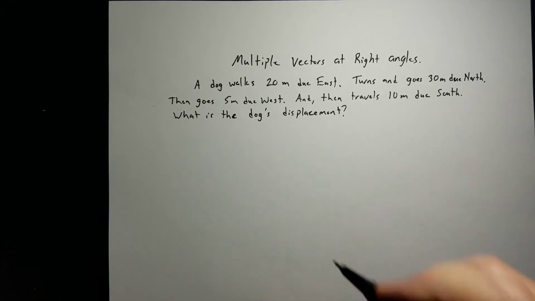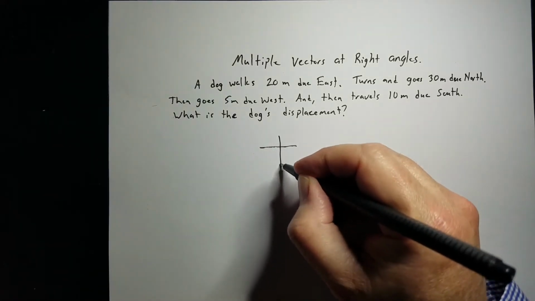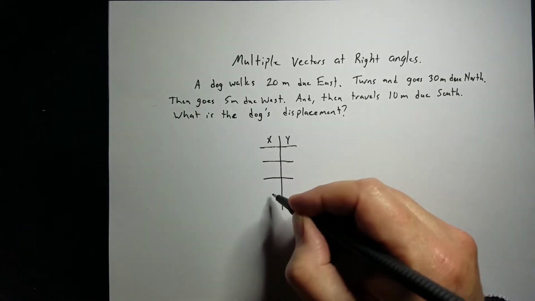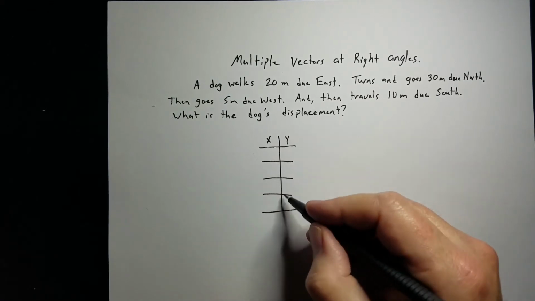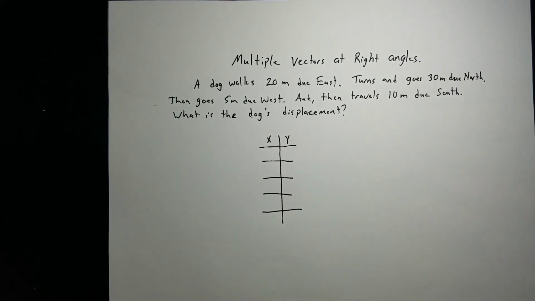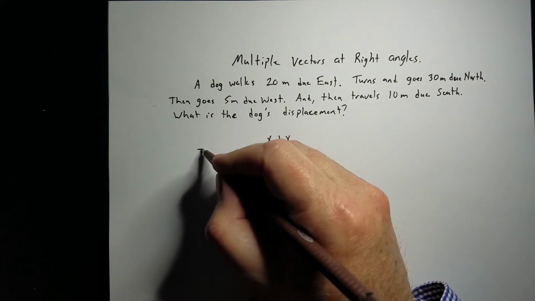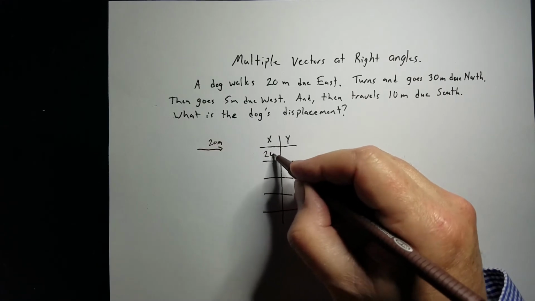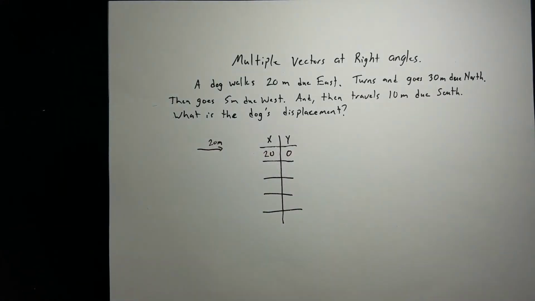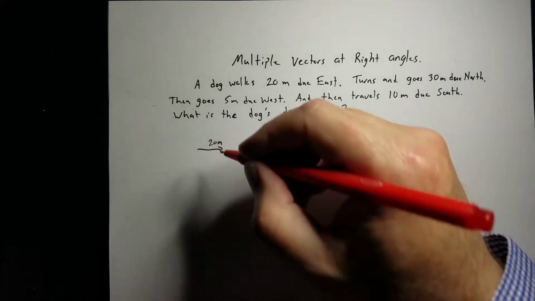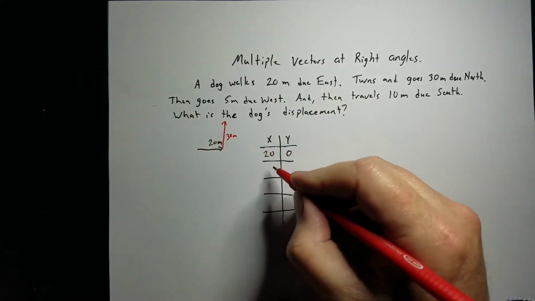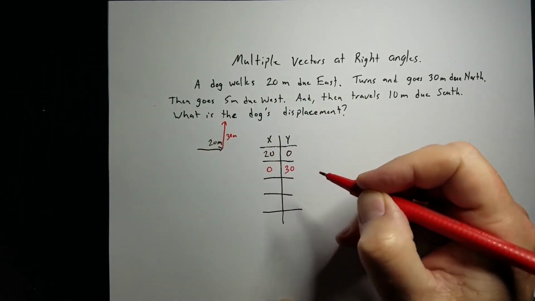Alright, so I've got my table here. We're going to break this up into the x and y components of each vector to see what we get. For the first one, we're going 20 meters due east. For that one, it's all in the x and nothing in the y. Then we've got 30 meters due north. If I try to do it graphically, we've got nothing in the x and 30 in the y.